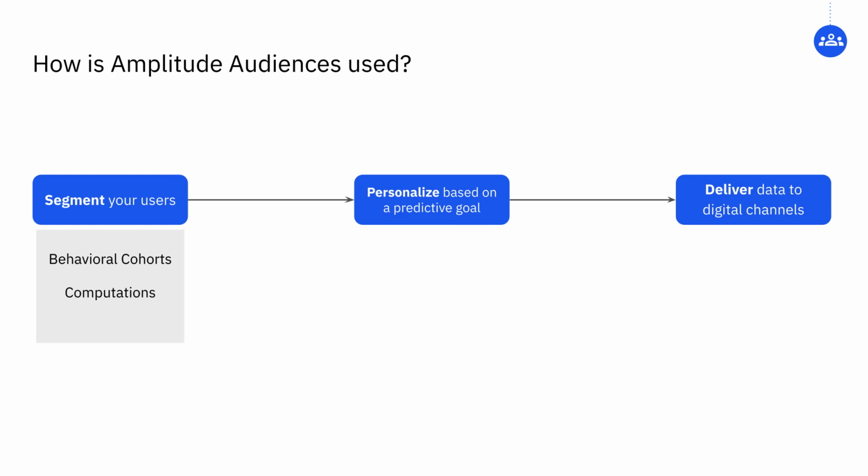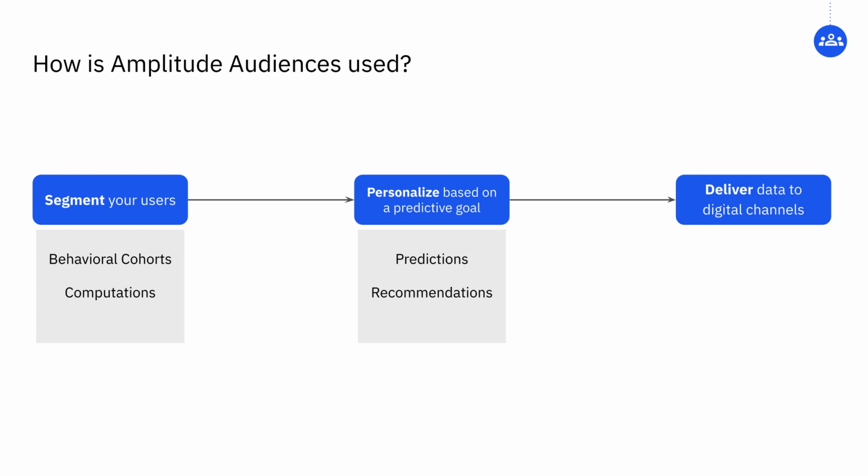There are different ways to do this in Amplitude Audiences. You can create a behavioral cohort based off of users' past actions in your product, or a computation, which creates a subset of users based on a computed user property.